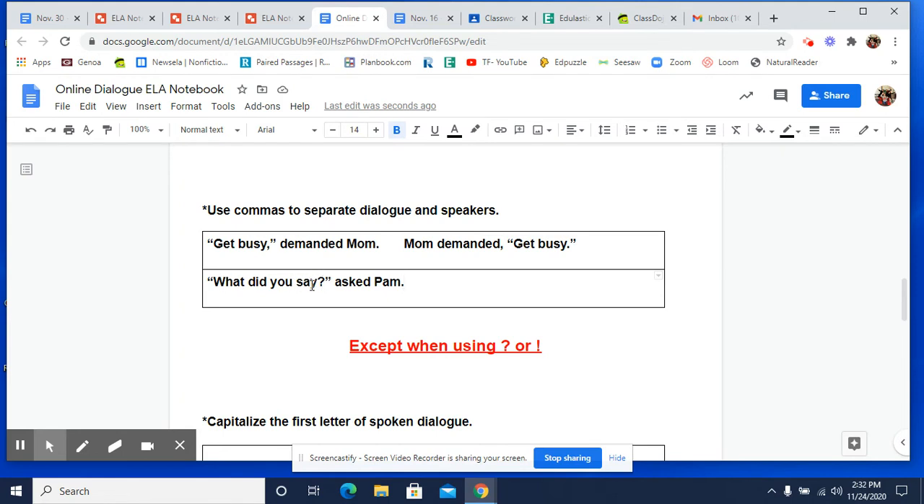Okay. Now I know, because of this question mark, it looks like that is just one sentence right there because that's an end punctuation. But when it comes to dialogue, it is not the end of the sentence. The end of the sentence is after your tag. Okay. If you did the tag first, you would say, Pam asked, comma, because you want to separate what is being said with who is saying it.